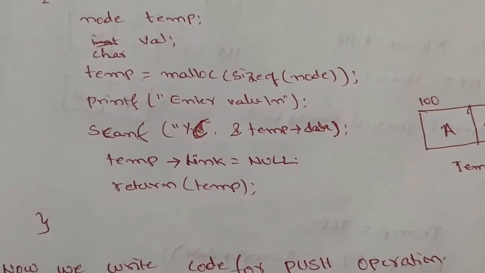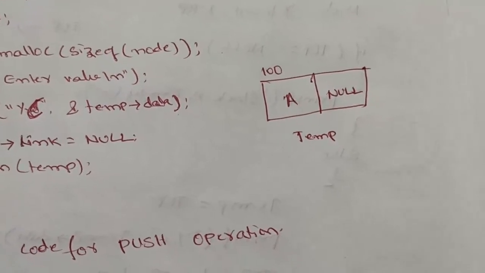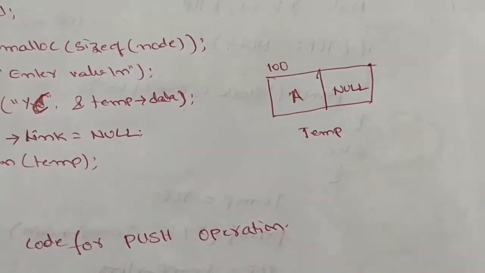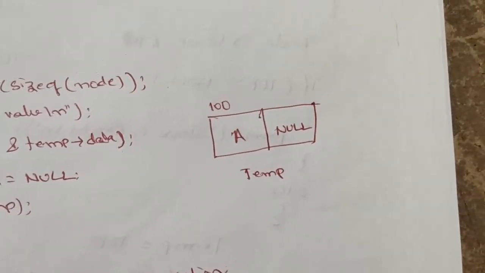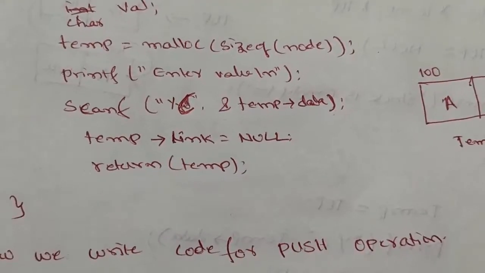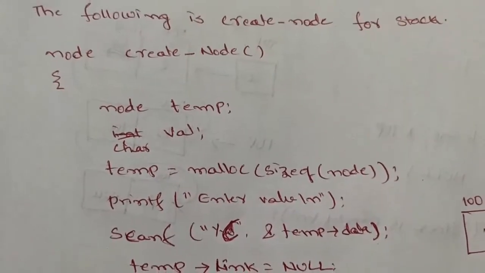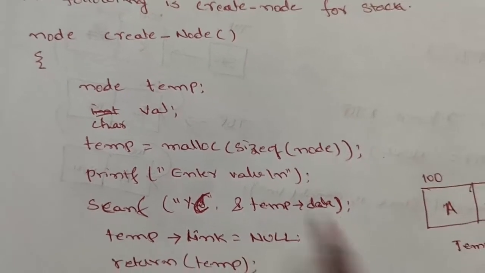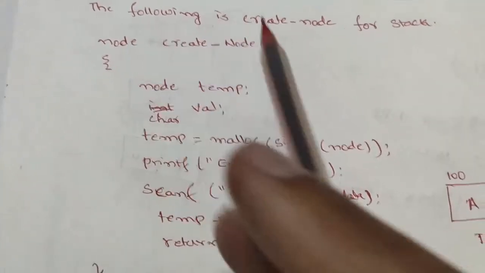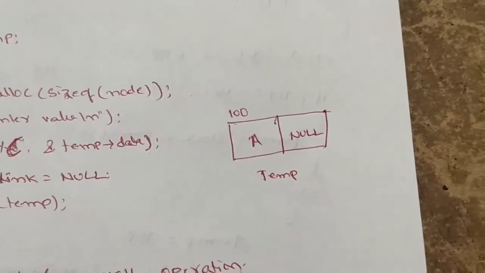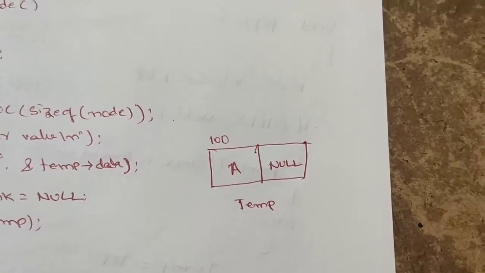Suppose I enter a value. The value A is entered in the data part of temp, and the temp node is created in the 100 memory location, and the temp link part is null. So for that reason, temp link part equal to null and return temp. Temp is node type, hence here I am going to write the return data type as node. So a node is created for the creation of the stack using the linked list.